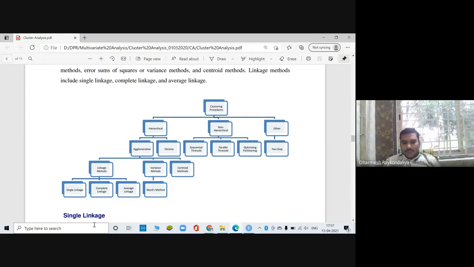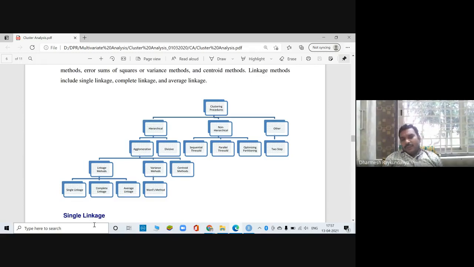But the disadvantage of the hierarchical clustering method is that once an object is fused with some cluster, fused means joined with something, you cannot remove it from that. That's why we go for non-hierarchical clustering, where we allow the object to move from one cluster to another cluster in each step, based on the distance being minimum among the objects.